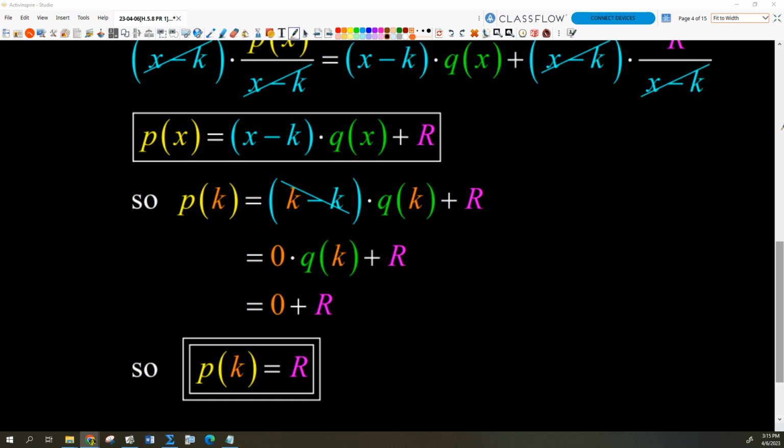So I get 0 times q of k. I don't know what q of k is, but I know what 0 times q of k is. It's 0. So I get p of k equals 0 plus r. So p of k equals r. We just proved it, right? There it is. We just proved that synthetic substitution has to work. Okay, amazing. And it works for all cases, right? It was totally general.